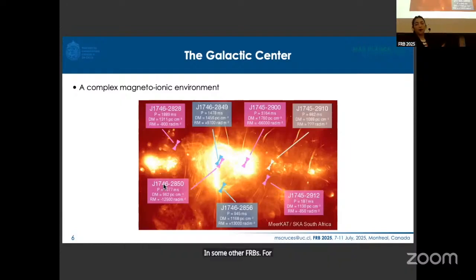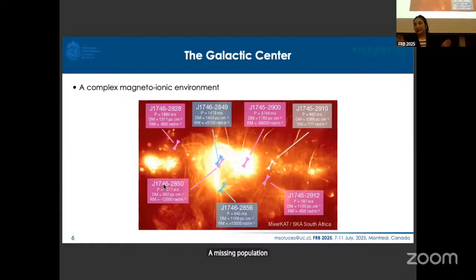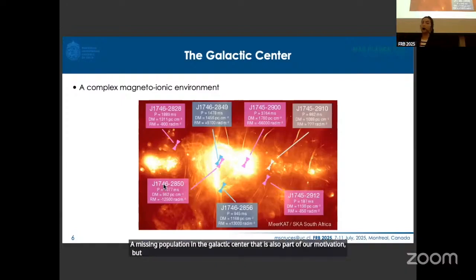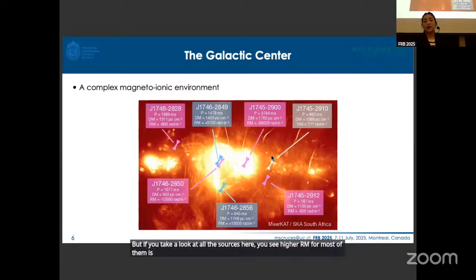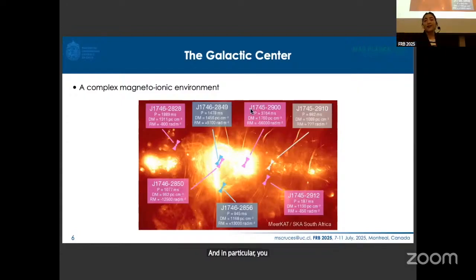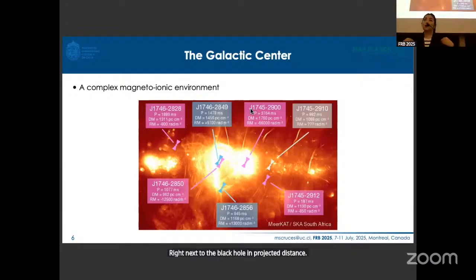For instance, in this beautiful picture from MeerKAT of the Galactic Center, you have a few sources there. There is definitely a missing population in the Galactic Center that is also part of our motivation, but this could be a whole other discussion. But if you take a look at all the sources here, you see high RM, and for most of them it is also highly changing. And in particular, you have here the Galactic Center magnetar. This is the one that is right next to the black hole in projected distance. So because EHT people imaged the black hole, it turns out that the Galactic Center magnetar is lying somewhere there. This was the hypothesis, at least.